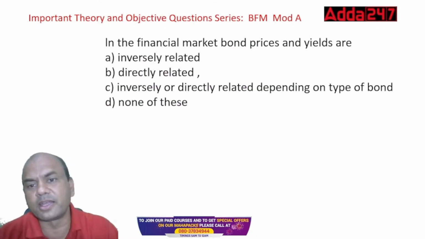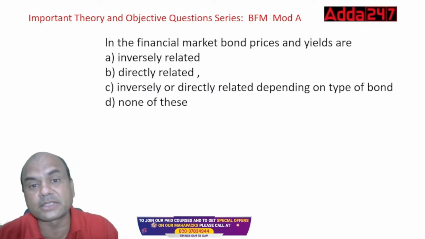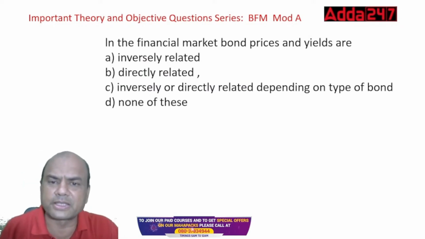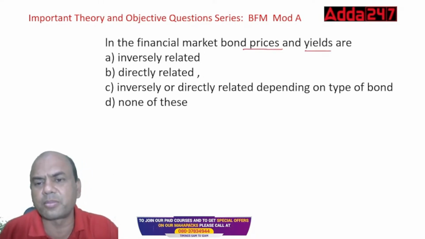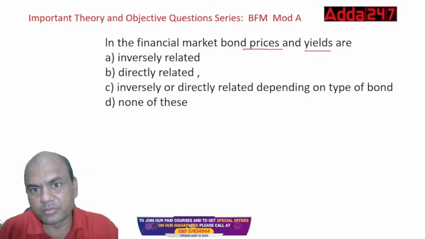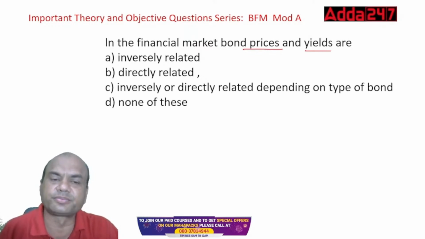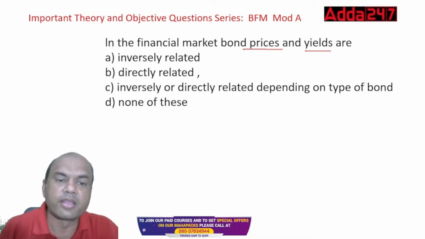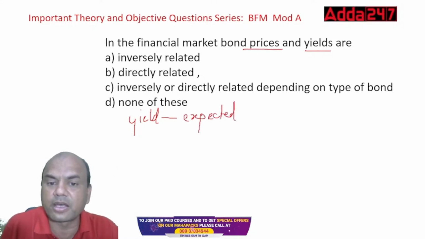In financial bond markets, bond prices and yields are, so this bond price and yield are what? Directly or inversely related? Inversely, directly, inversely or directly depending on the type of the bond, none of the above. So the bond prices and yields are always... Once remember the rate of interest, yield we call it. Yield means what? It's the expected rate of interest. Here, what is yield? You need to understand that also. Expected rate of interest, expected ROI.